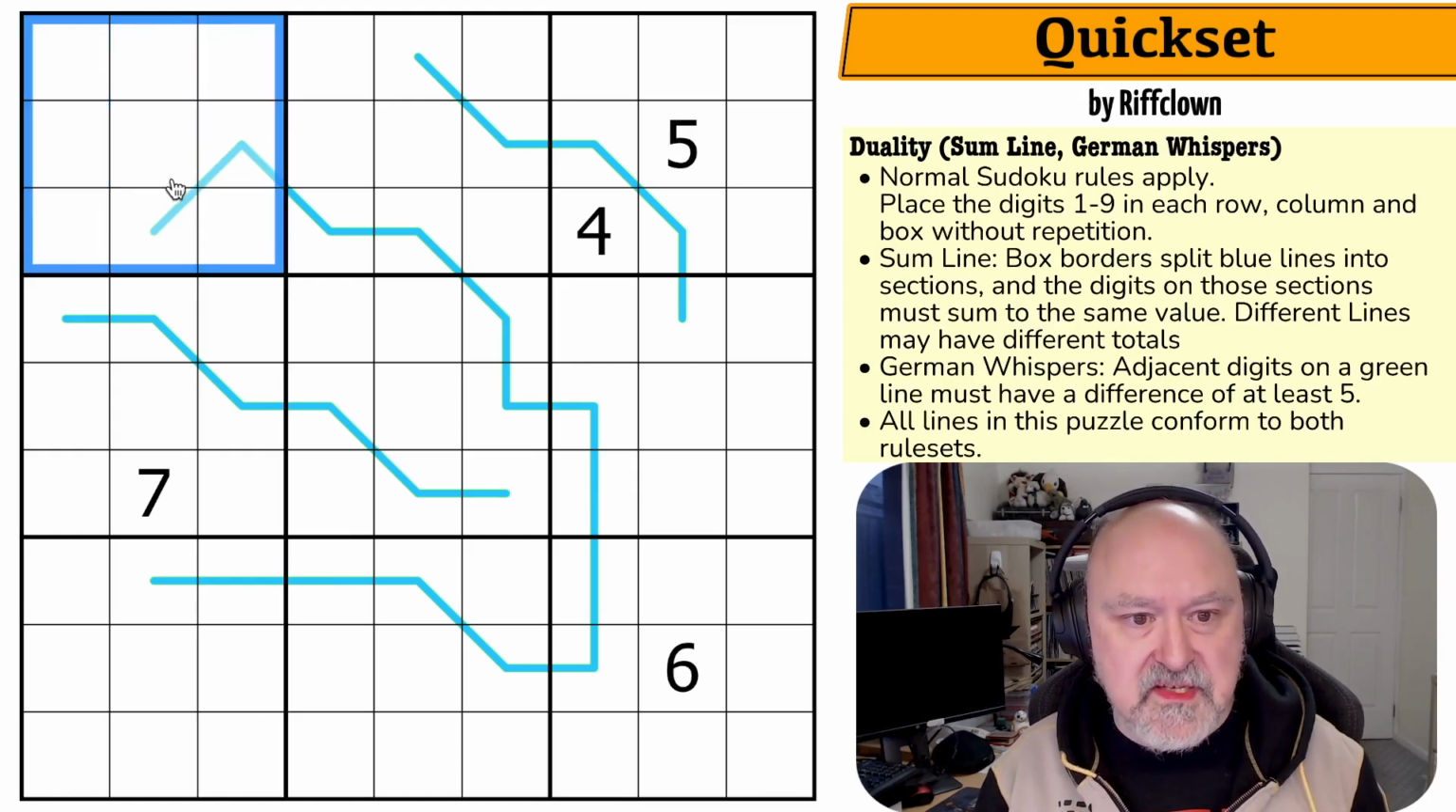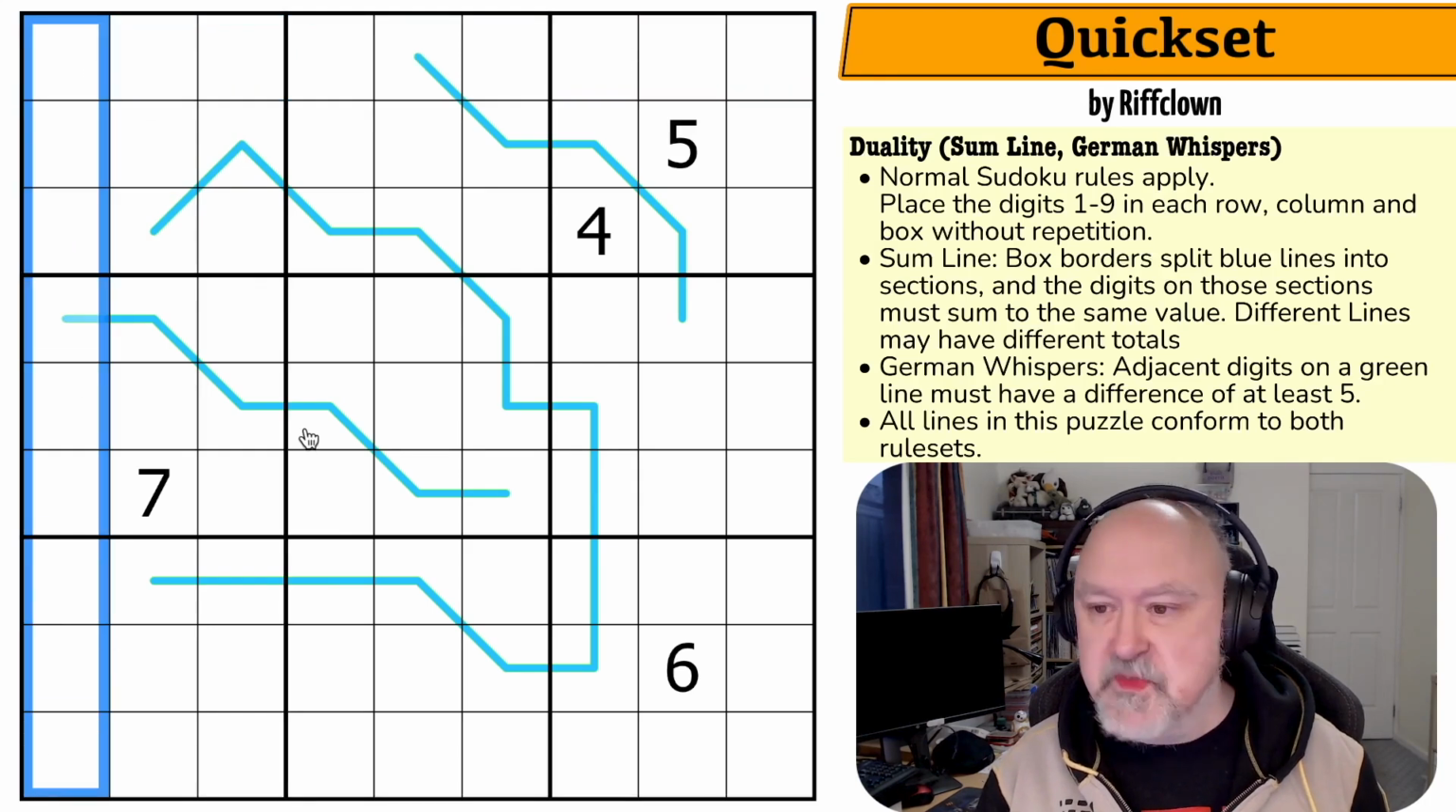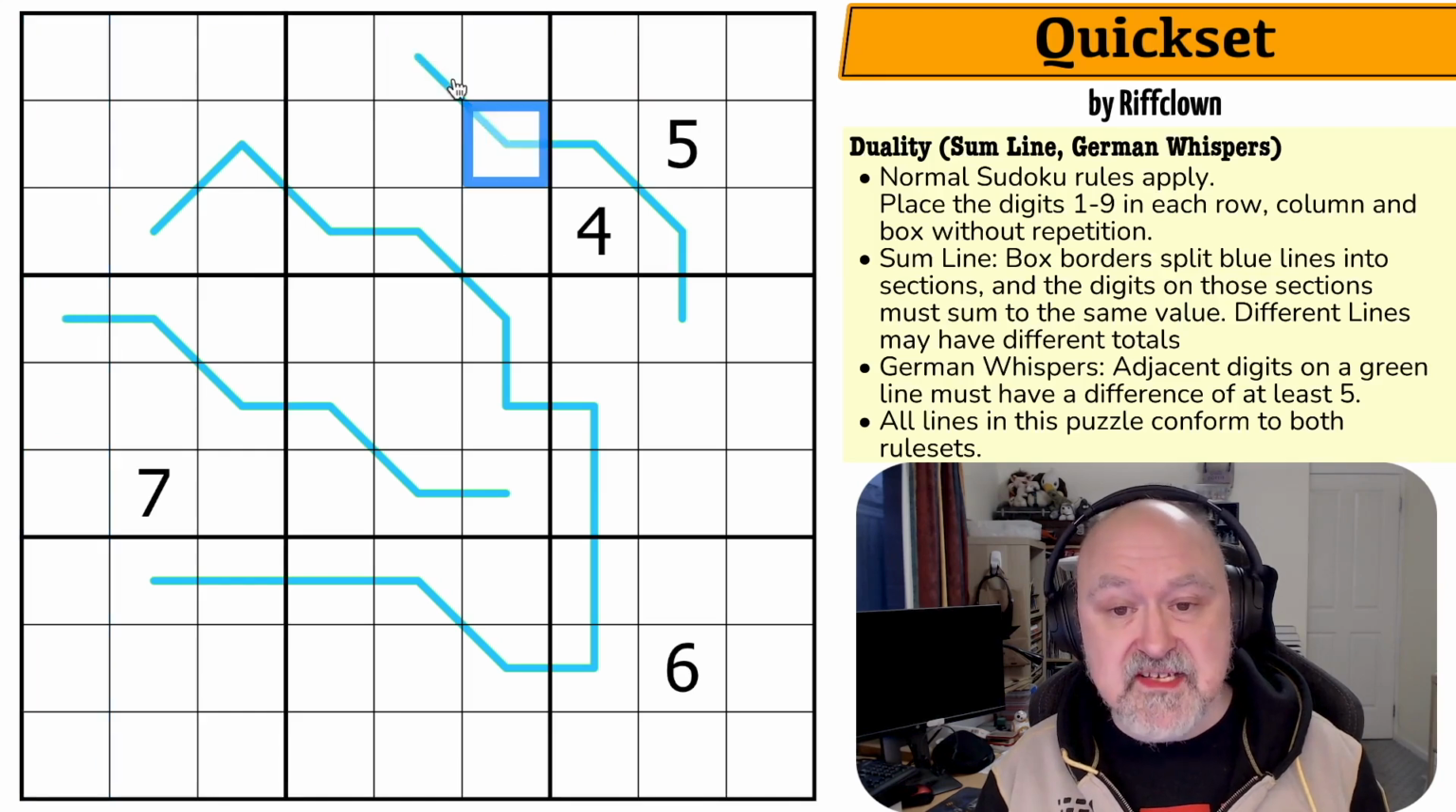So in every box, in every row, and in every column, the digits 1 to 9 must be placed without repetition. We have the lines are sum lines, which means that the board splits the lines into sections, and the digits on those sections must sum to the same value. Different lines may have different totals.